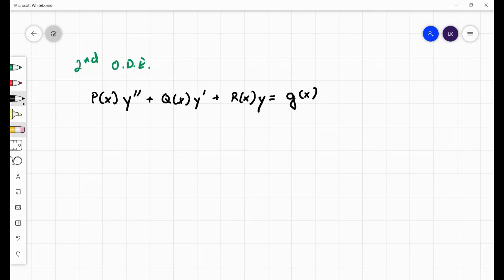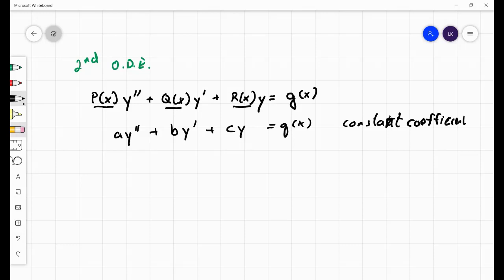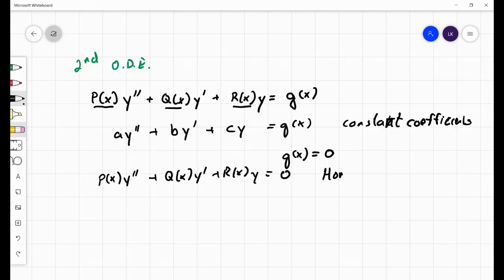By constant coefficients, we mean that these functions of x are just constants. So this is constant coefficients. Furthermore, if g of x, the right-hand side, is equal to 0, then we say that we have a homogeneous differential equation. So homogeneous in this context means the right-hand side is 0.